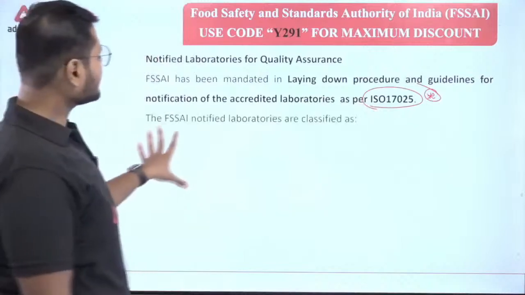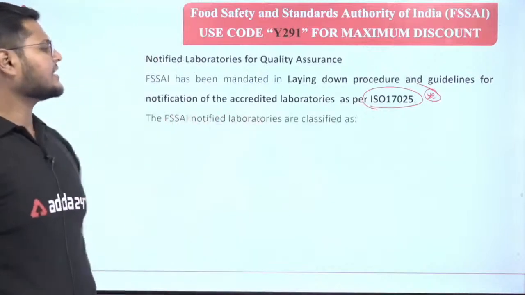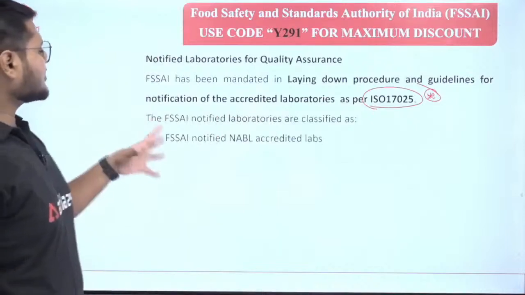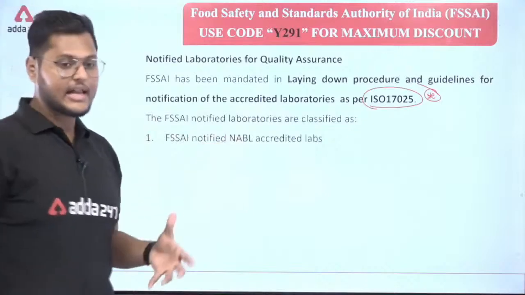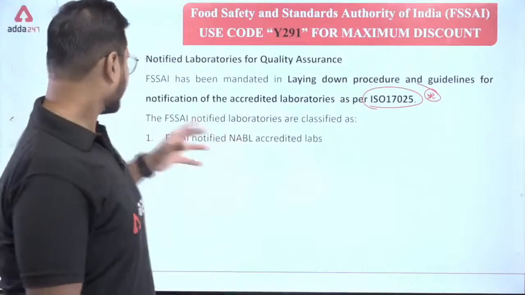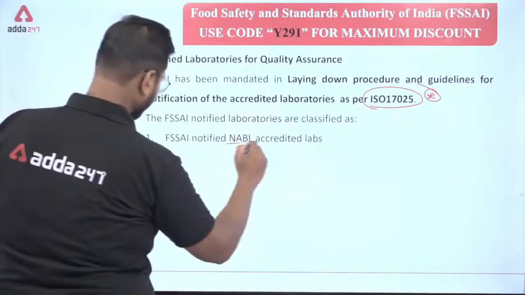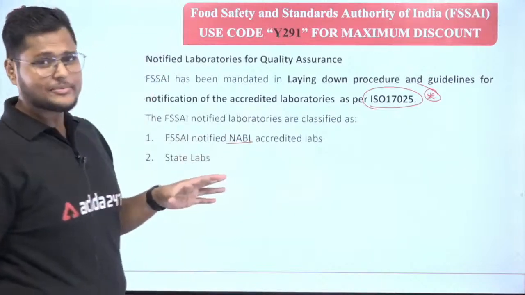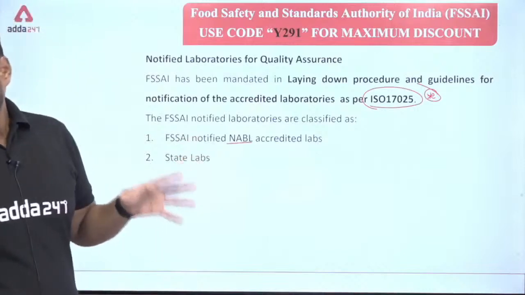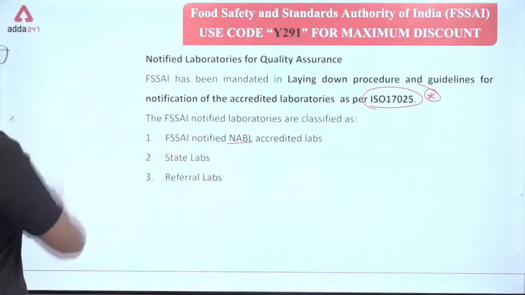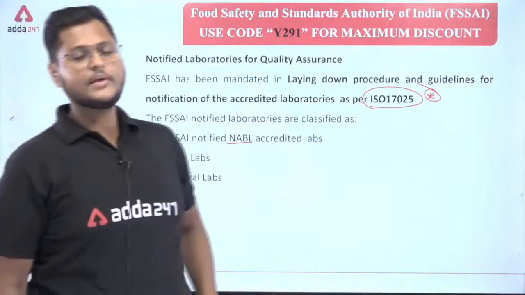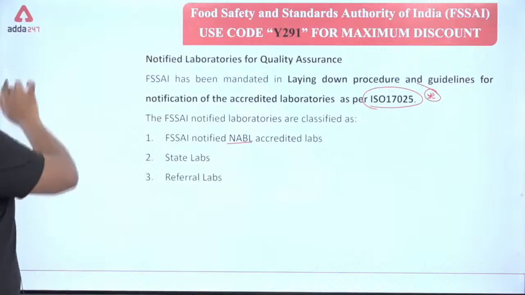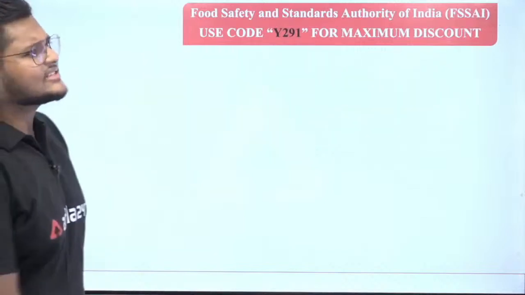Next, the FSSAI notified laboratories are classified as follows. First one, FSSAI notified NABL accredited labs, where NABL accreditation is given to the labs. Second one is the state labs, so there are different state labs here. And the third one here is referral labs. Clear?